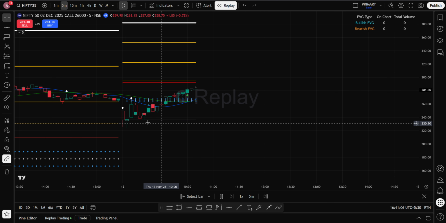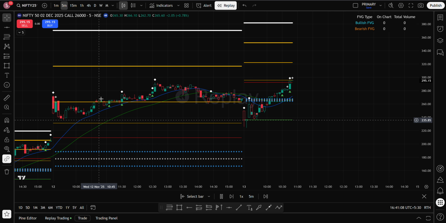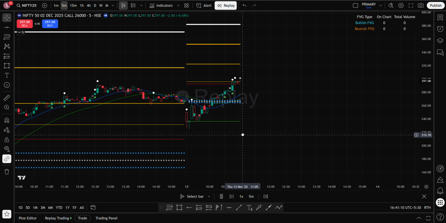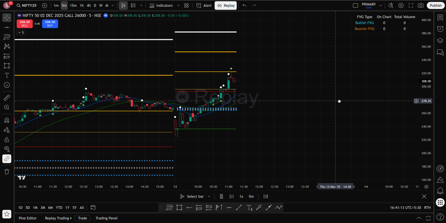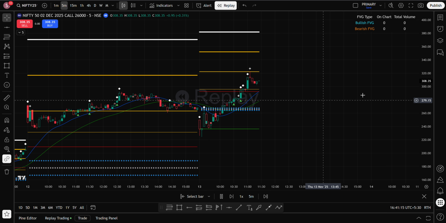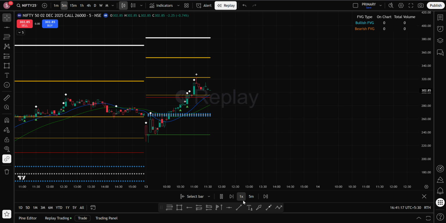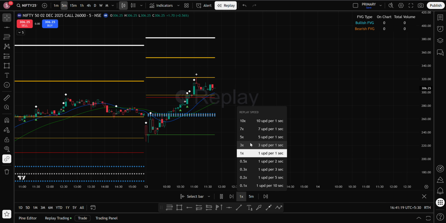I'm not going to take any trades as of now, because I could not see any volumetric fair value gaps. Those are green boxes. Usually I tell people, if green boxes are there, I usually trade. I will show you that. Let me increase the speed to some 3x.